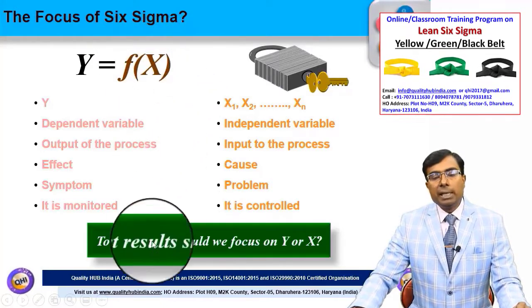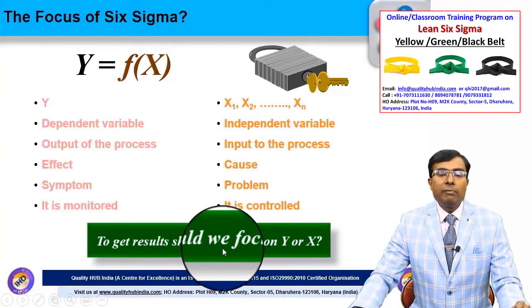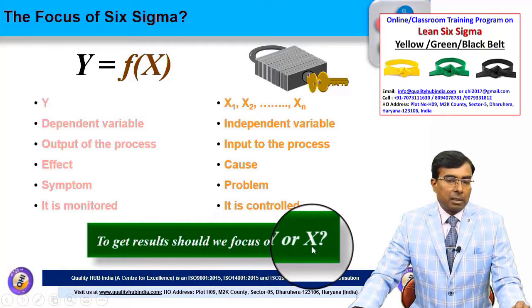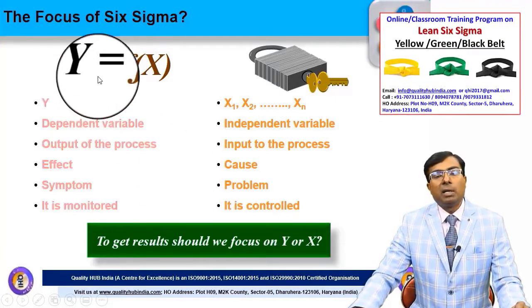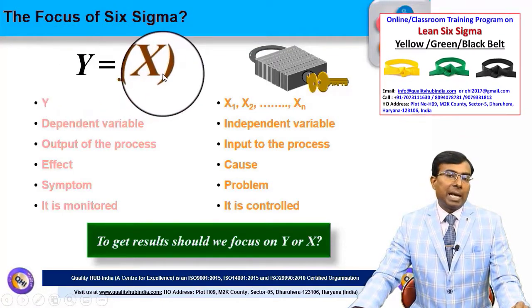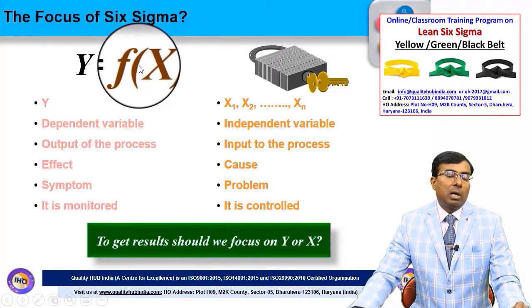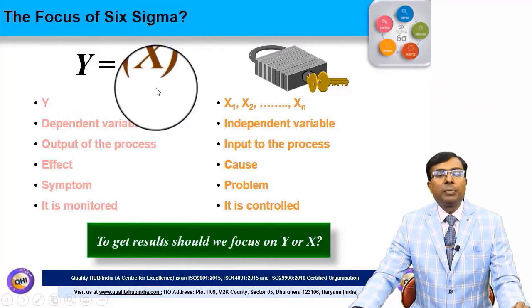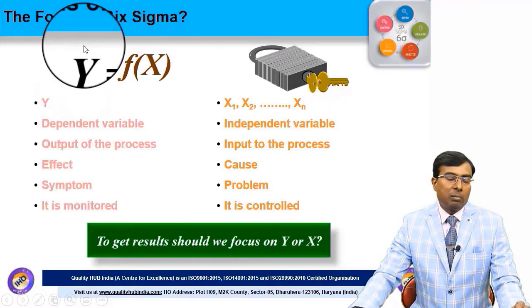So now the question is, to get results, should we focus on y or x? Of course, we need to identify the y first and we need to monitor it, but we need to control the x's. We need to optimize the x's so that I would be getting a positive impact on my y.